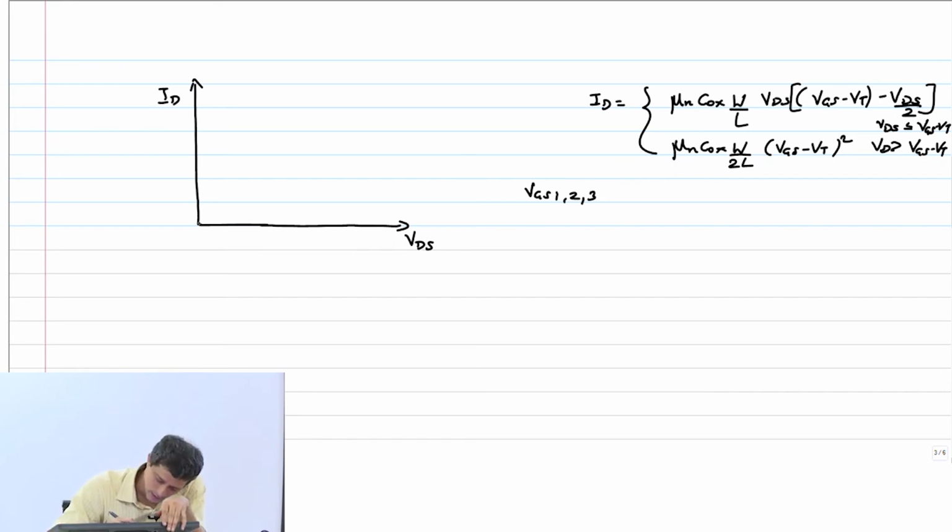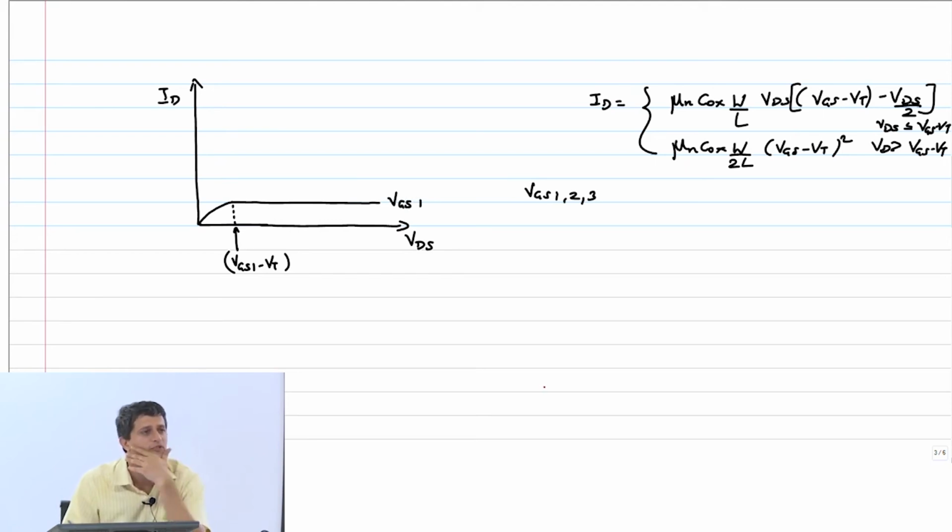So this will basically be a quadratic thing. Till what point will it go? This is VGS1 minus VT. This is a quadratic line, and what happens after that? It just remains like this. So this is VGS1.